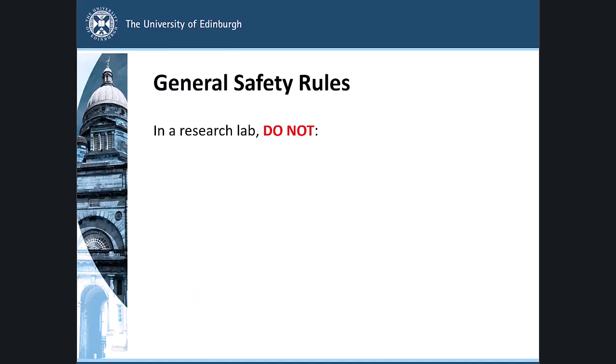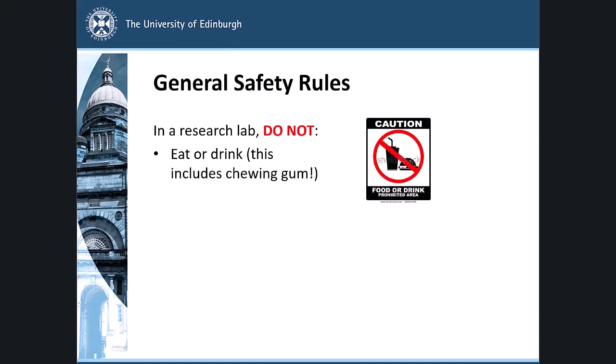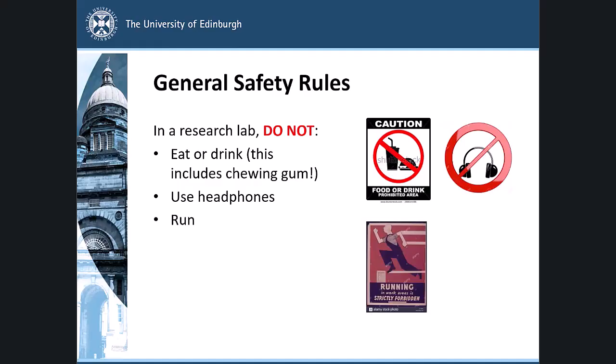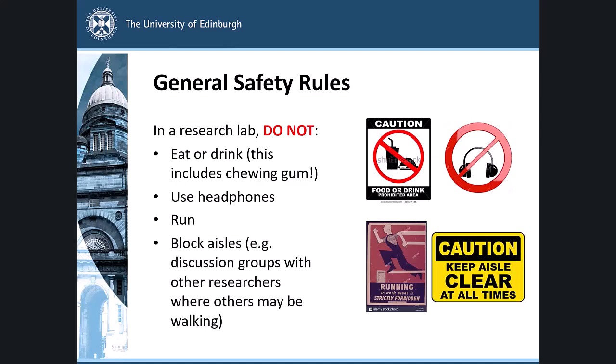There are some general safety rules that should be followed in research labs at all times. You should not eat or drink in a research lab, and this includes chewing gum. Eating or drinking increases the risk of ingesting harmful materials present in the workspace. You should also not use headphones in a practical workspace, as this reduces your spatial awareness, making you less aware of hazards around you. You should also always walk to reduce the chance of dangerous collisions with equipment or other lab users. You should also keep main thoroughfares clear to allow people to move freely around the lab space.